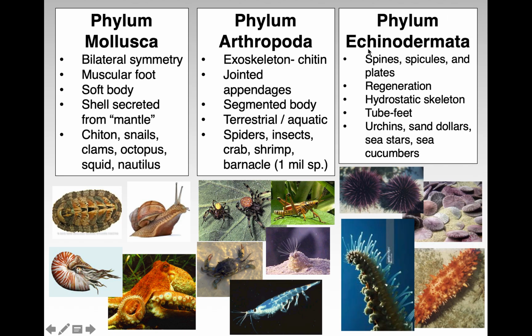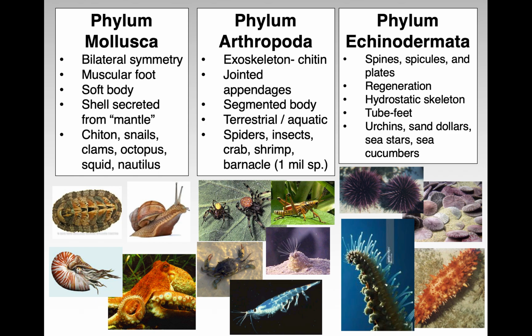Echinodermata always reminds me of something pokey. These have spines and spiny bodies. So these are like sea urchins, sea cucumbers, starfish. What are these? Sand dollars. They have a really amazing regeneration ability. You can cut off a leg of a starfish and it will regenerate.